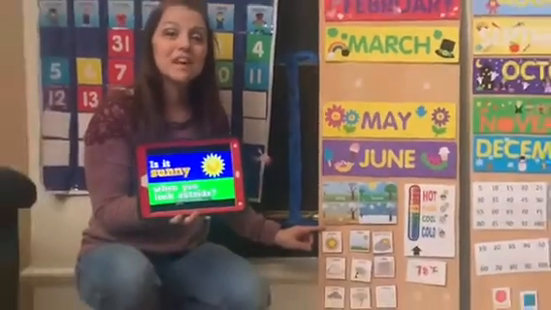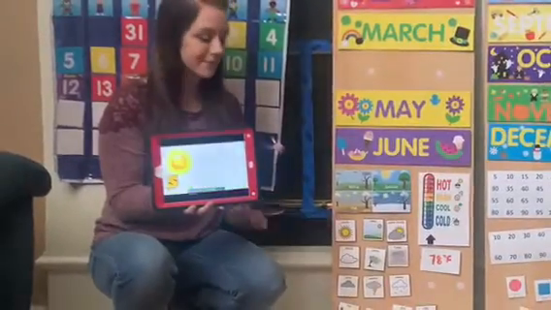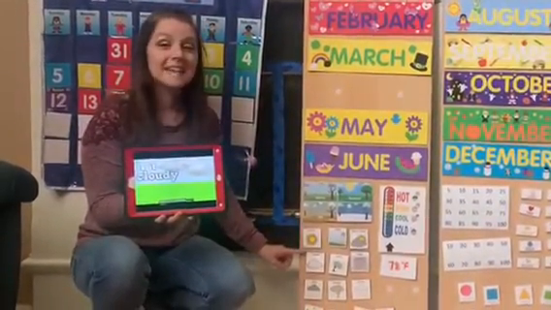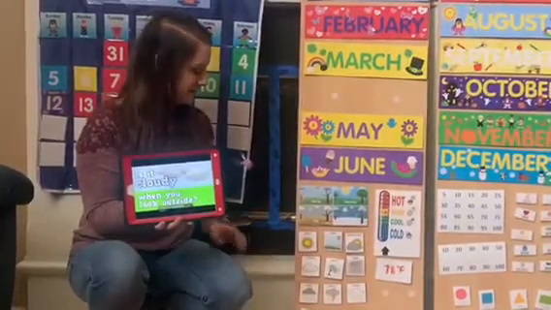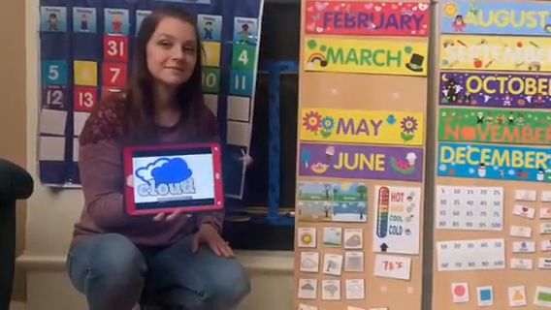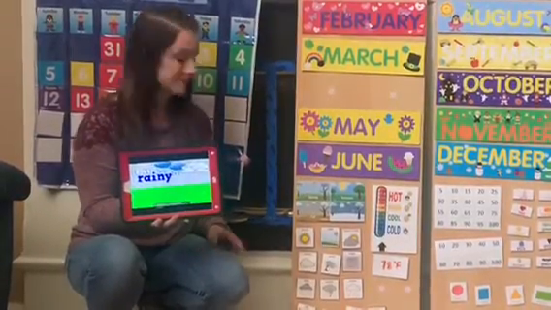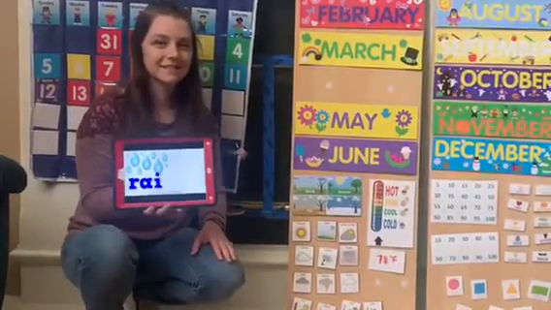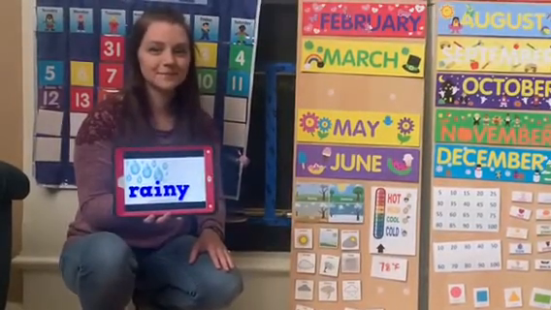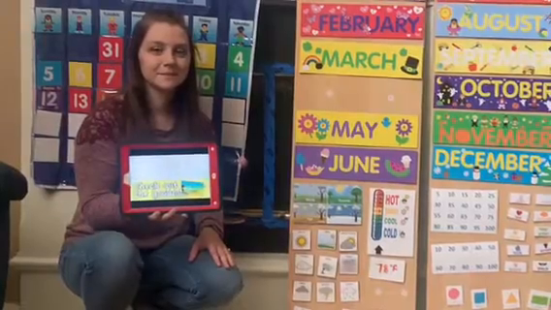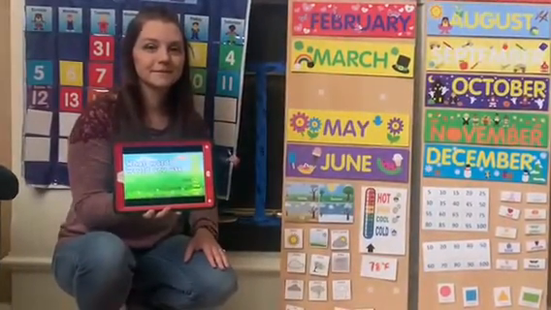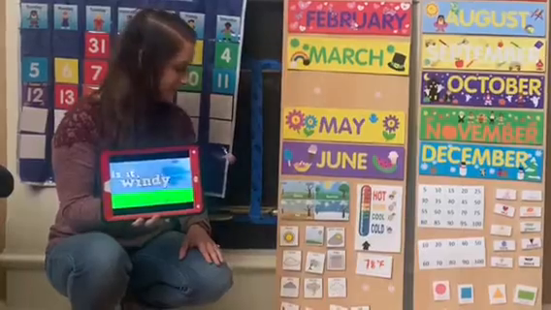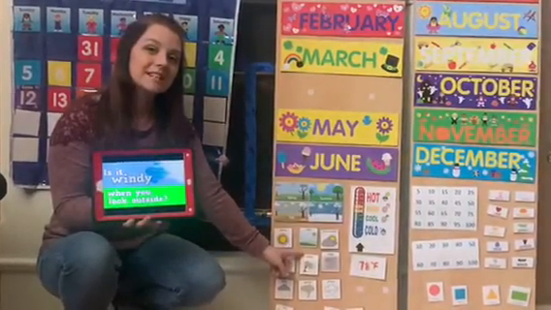Is it sunny when you look outside? Is it cloudy when you look outside? Is it raining when you look outside? Check out the weather, what's it like outside? Check out the ground, check out the sky. What word would you use to describe what you see? What is the temperature? How many degrees? Is it windy? Is it windy when you look outside?